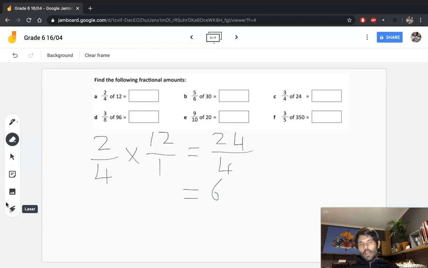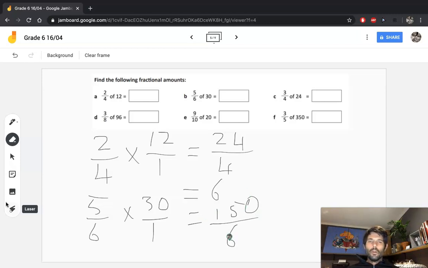Okay, your second one, 5/6 of 30. Okay, and I'm just going to write it as 30 over 1. 5 times 30 is equal to 150, and 6 times 1 is equal to 6. Okay, what number goes into 150 and 6? That's going to be 3. Okay, so 3 goes into 150.